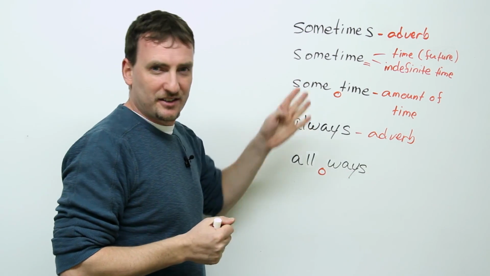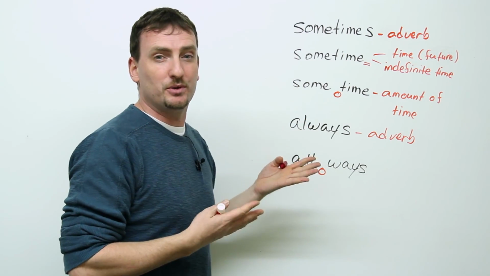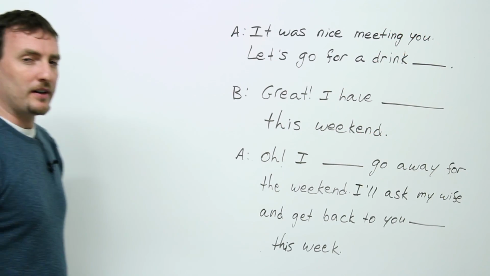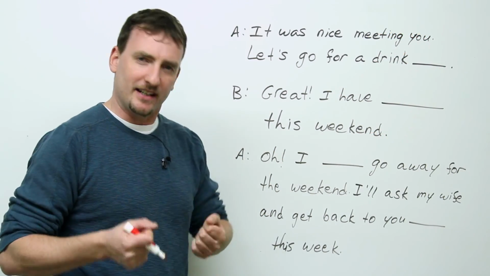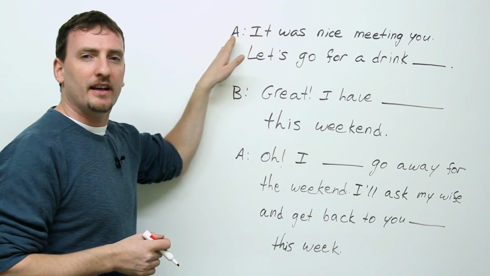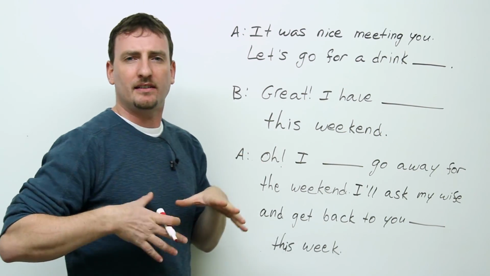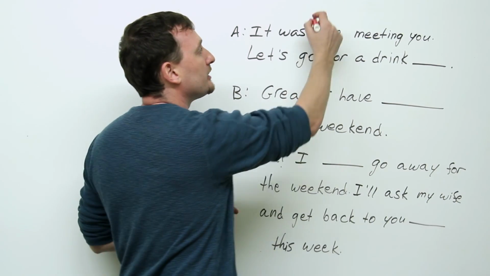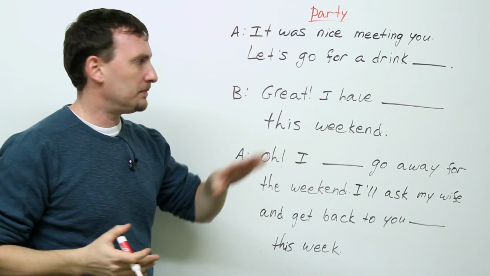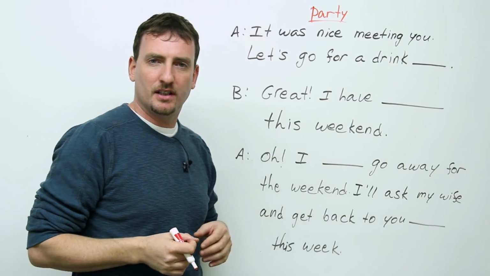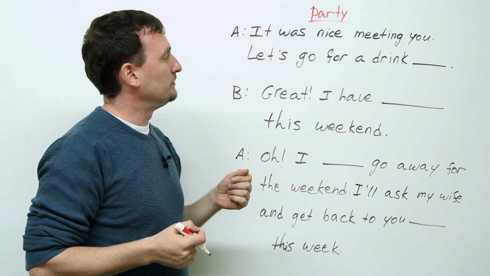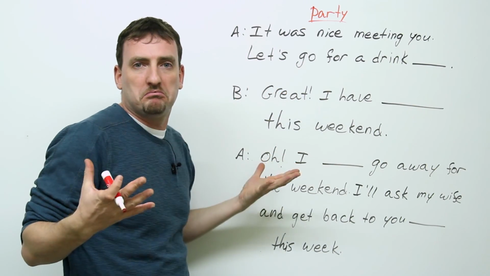The easiest way to understand this is to see them used in examples. So let's do that. I'll put up a couple of examples. Okay, so we're at a party. We're having fun. It's nice. Everybody likes a party. You have person A, you have person B. They met for the first time at this party. Okay. At the end, person A is about to leave. He's talking to person B. He says, "It was nice meeting you. Let's go for a drink."